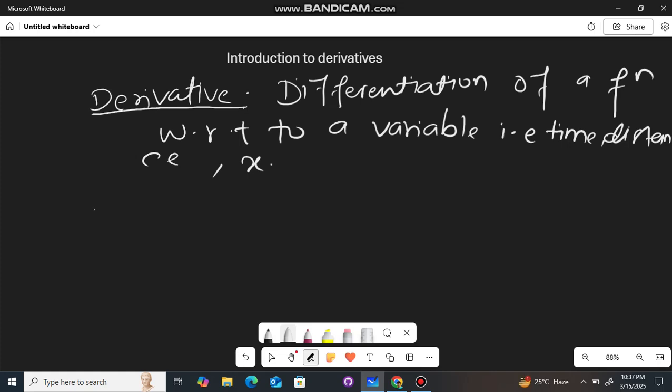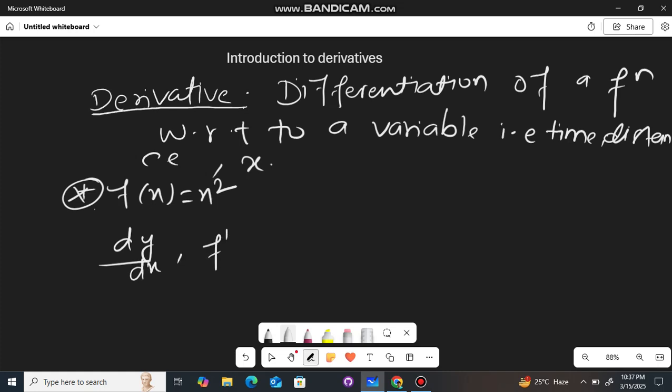So for the representation of derivative, if f(x) equals x square is our function, this is our example, then the derivative of f(x) equals x square can either be represented by dy by dx or can be represented as f dash x. Even in some cases it is represented with y dash also. Okay, so this is a basic overview of derivative. Now we will understand how to differentiate it in mathematics.